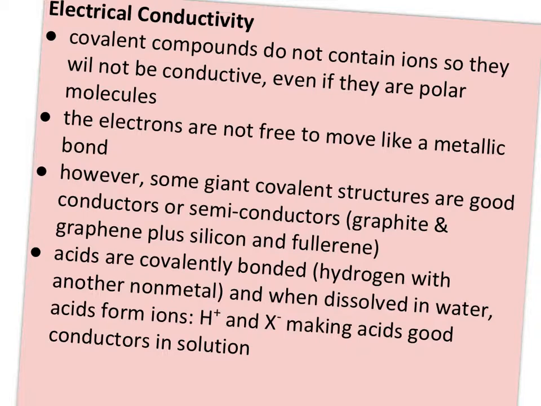Also, the other case where we see some conductivity is with acids, which is hydrogen covalently bonded to another nonmetal. When acids dissolve in water, they actually form an H plus ion and an X minus ion, X representing the nonmetal. So acids also make good conductors in solution. But as a general rule, covalent substances are poor conductors.